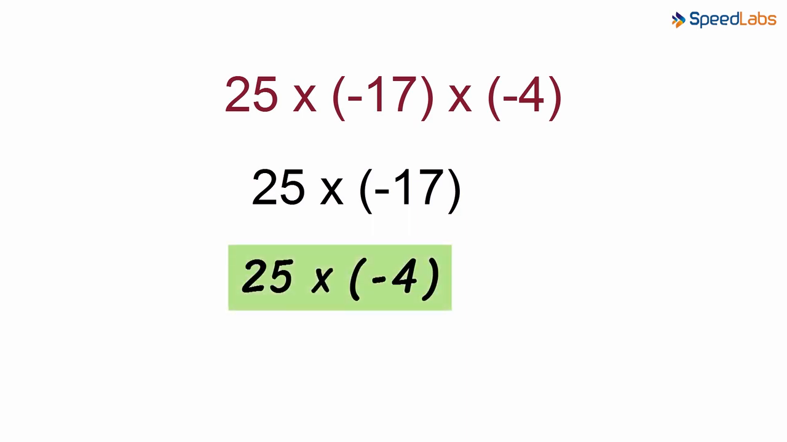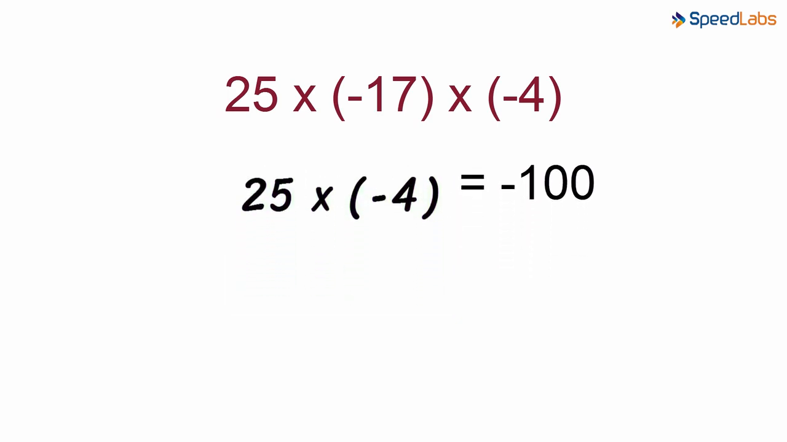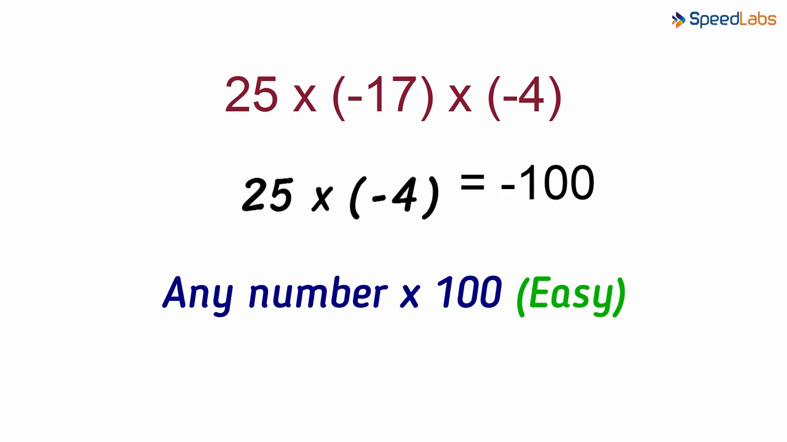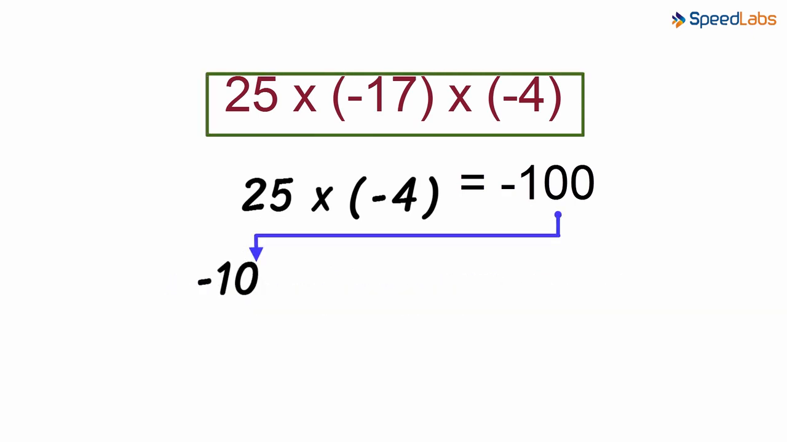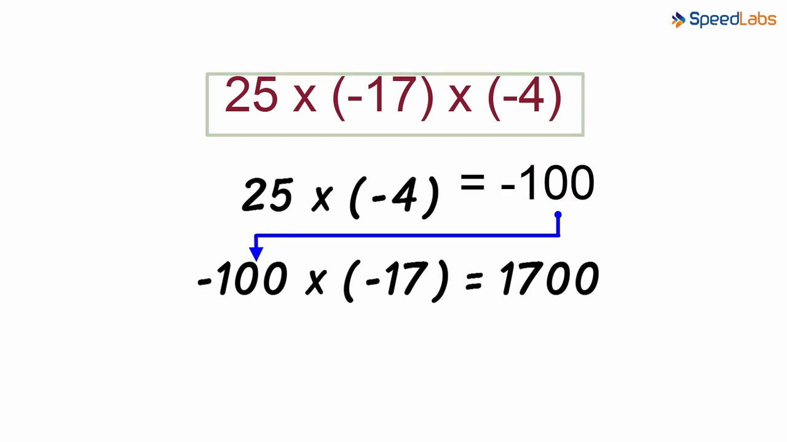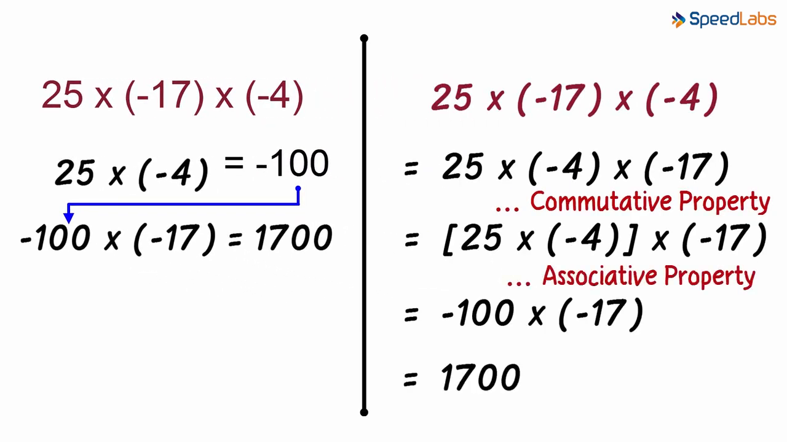Obviously this one. We know that their product is negative 100. Moreover, it gets easier to multiply any number with 100. In this case, we can further solve the problem like this. And that's how the multiplication gets easier with application of mathematical properties. Look at this solution and try to understand how we applied commutative and associative properties to make multiplication easier.